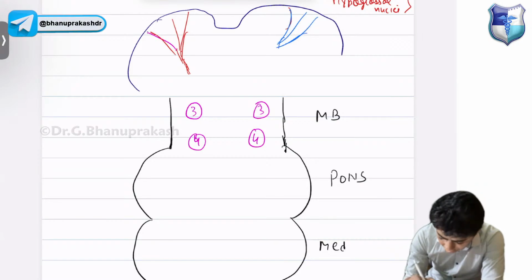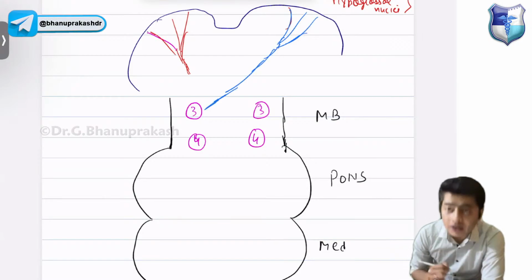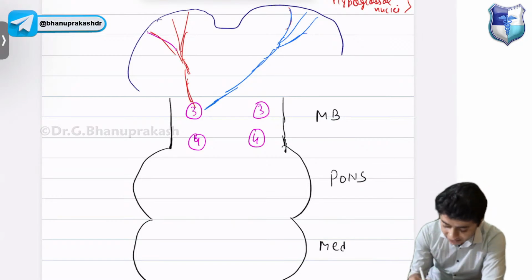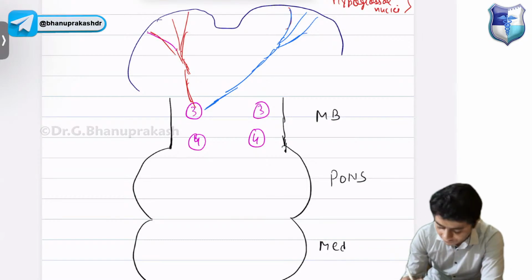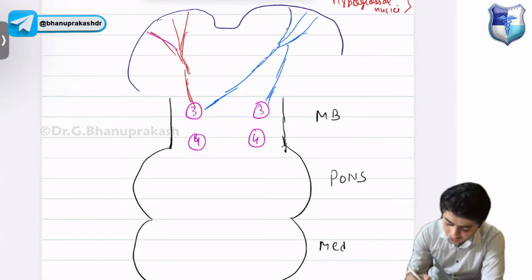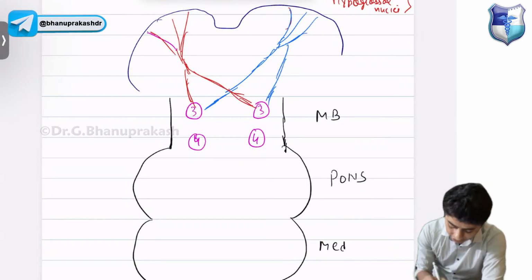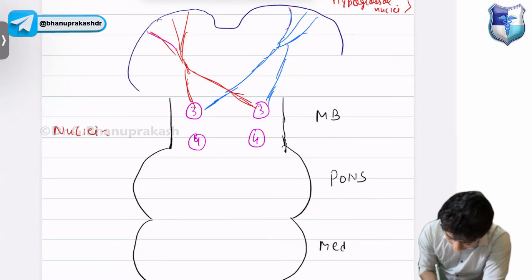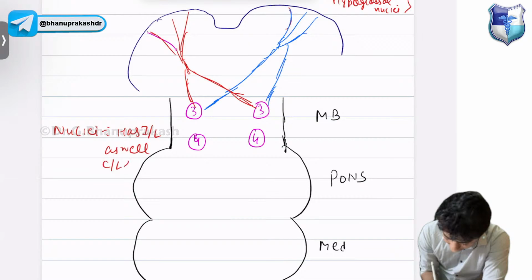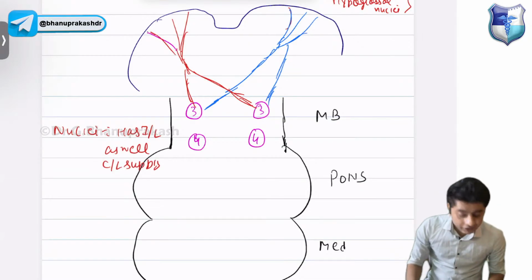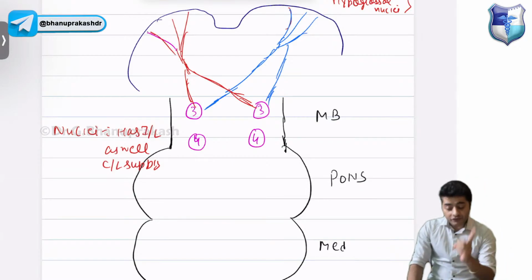Done. So this third nerve nuclei is getting a contralateral supply, and it is getting an ipsilateral supply as well. The same happens for this. This third nuclei, which is on the left side, is getting supply from this side also, and it is getting supply from this side also. So the nuclei have an ipsilateral as well as a contralateral supply. Okay. So every nuclei in your brainstem has an ipsilateral as well as contralateral supply.